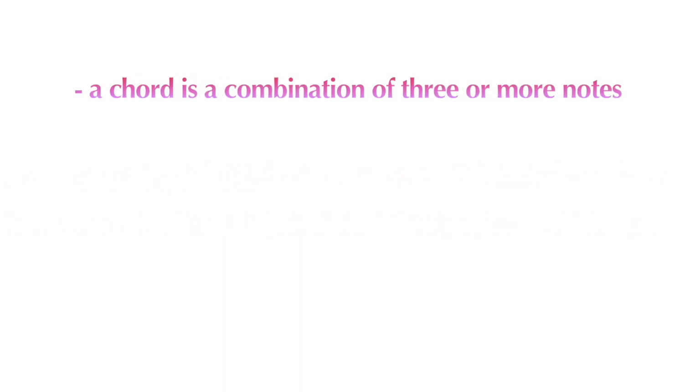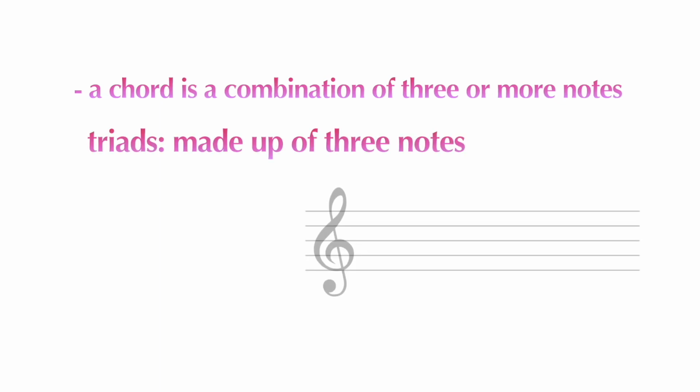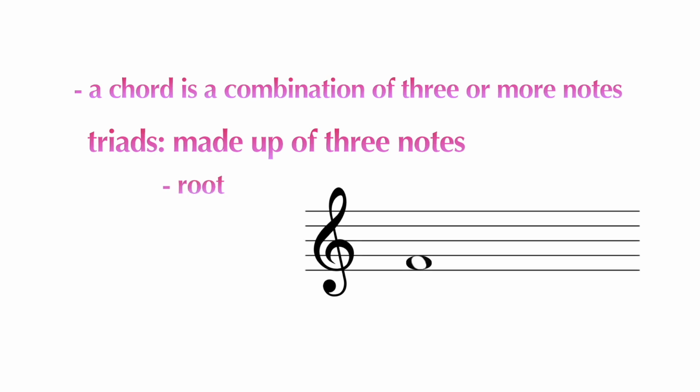A chord is a combination of 3 or more notes played simultaneously. Different combinations of notes create different colors. Chords made up of 3 notes are called triads. They are built from the root. It can be in the space or on the line. And then we build up the chord with the 3rd and the 5th.